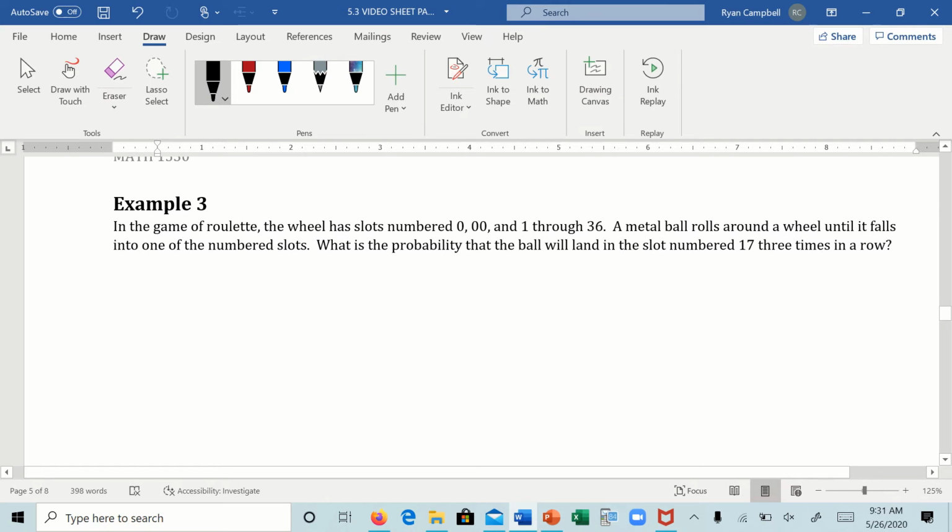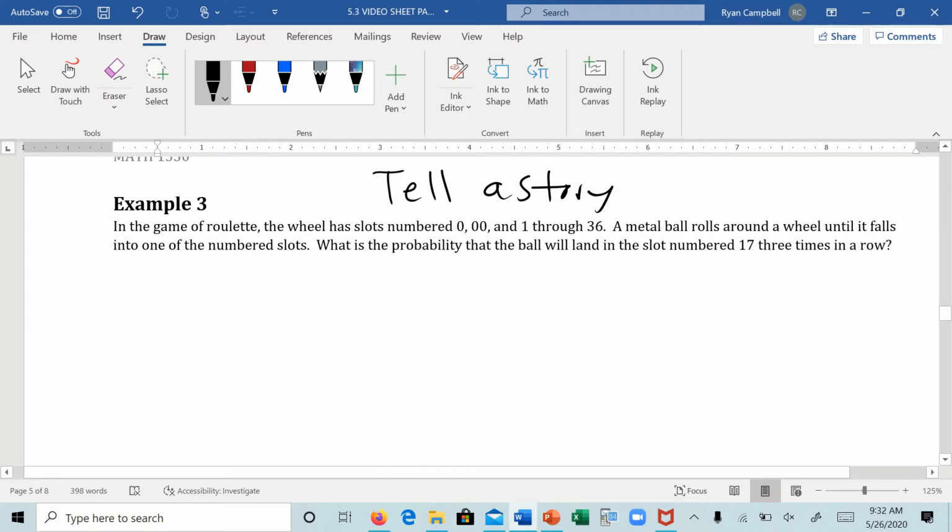In the game of roulette, the wheel has slots numbered 0, 00, and then 1 through 36. A metal ball rolls around a wheel until it falls into one of the numbered slots. So what's the probability that the ball will land on the number 17 3 times in a row? All right, so strategy: tell yourself the story.